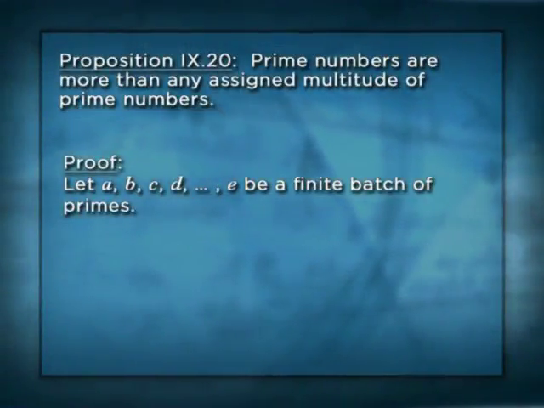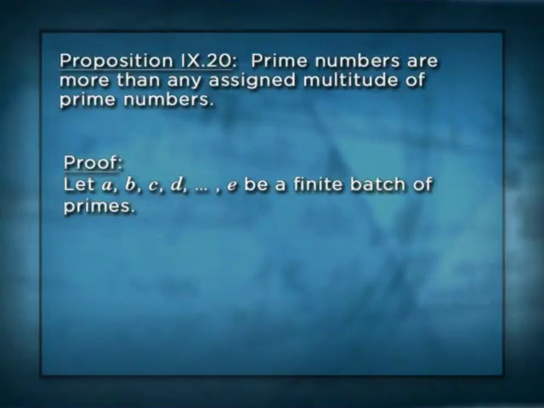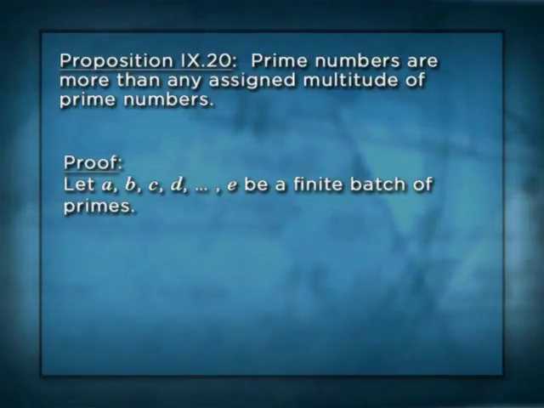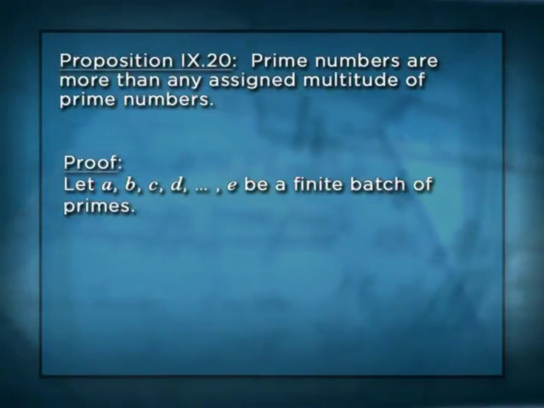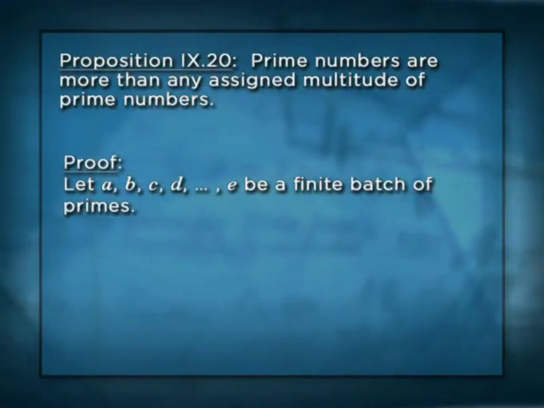So this is often called Euclid's proof that there's infinitely many primes. It's actually his proof that any finite batch of primes can be augmented. You can find more primes than you already have. So let me show you how he does this. Great theorem. He says, let's take a finite collection of primes. Let me call them A, B, C, D, up to E. Now there might be 15, there might be 15 million there, I don't know. It's a finite batch. And they're all primes.